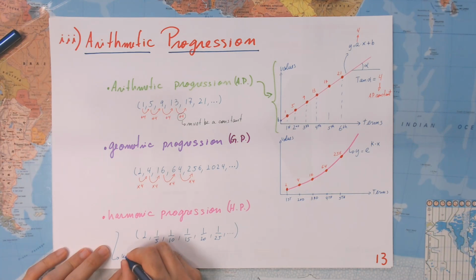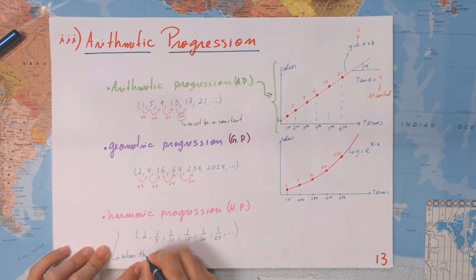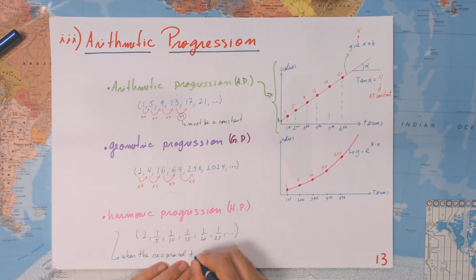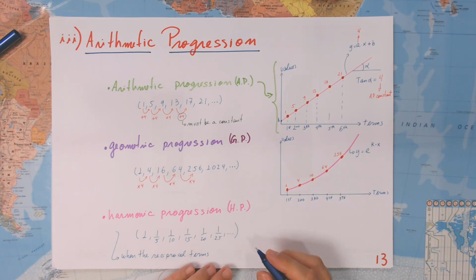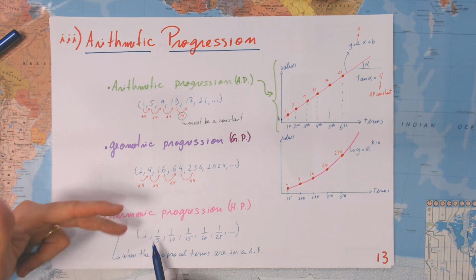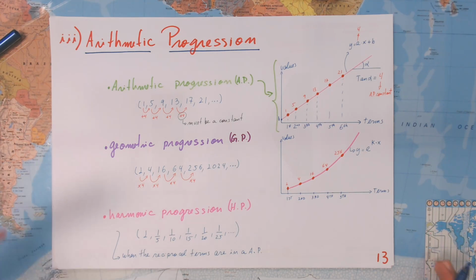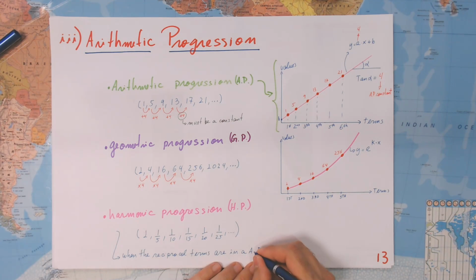It is when the reciprocal terms are in an arithmetic progression. Can you see? Invert them, just invert them. 1, 5, 10, 15, 20, 25. Can you see? When we just invert them, we must get an arithmetic progression.